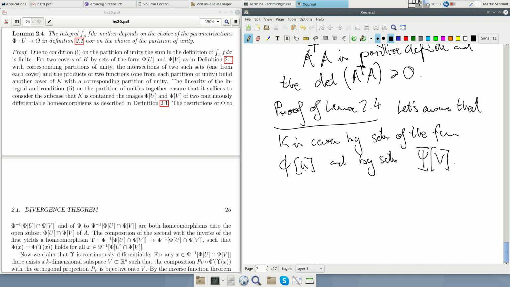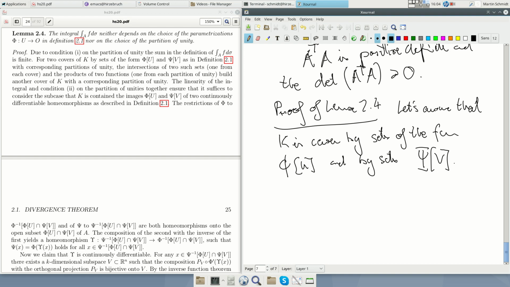Since we want to avoid too many indices, we just consider in any case one of these parametrizations in the first set, phi, and the corresponding parametrizations of the others, psi. So we have a family of such phi. Of course, there are only finitely many such parametrizations because K is compact, and we also have finitely many of the psi's.